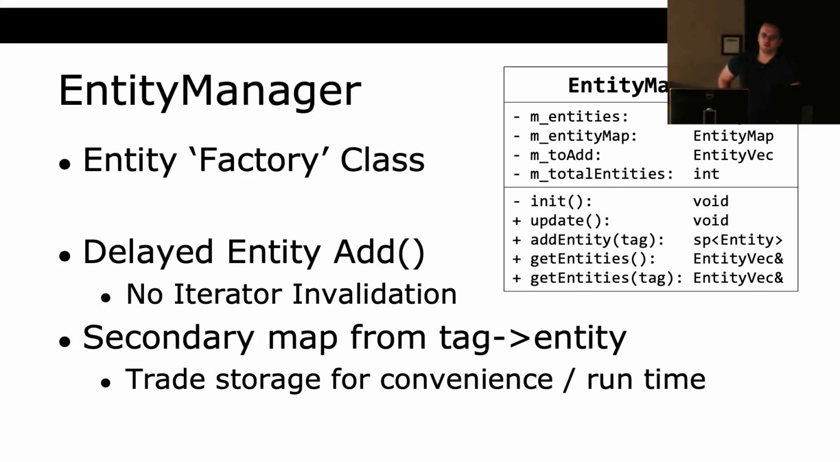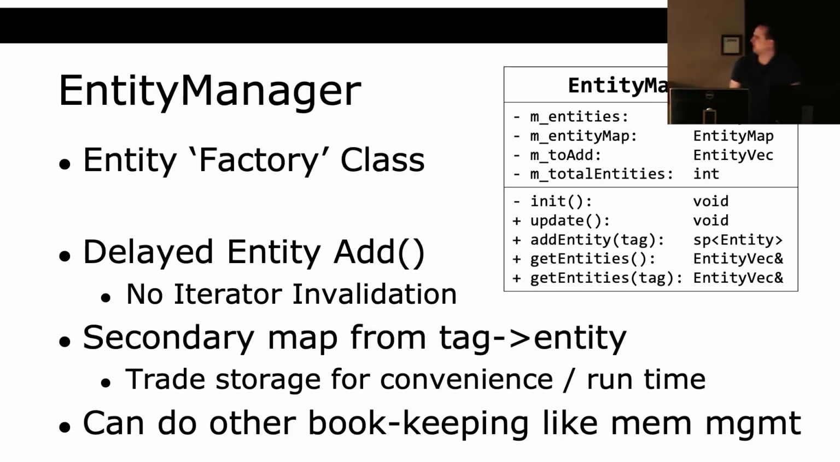So we trade a little bit of memory for efficiency by saying, okay, I'm going to actually store 2 copies of each pointer to the entities. And what that does is allow me to say, hey, get all the bullets in constant time, rather than having to filter all of the entities, very few of which may actually be bullets. And so we can do other bookkeeping. We can say, hey, how many entities am I creating per second or whatever? All that can be done in the entity manager.